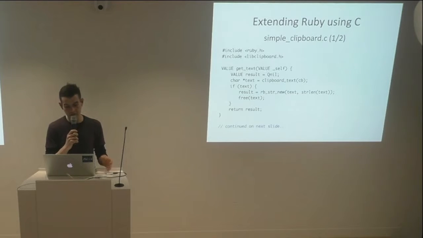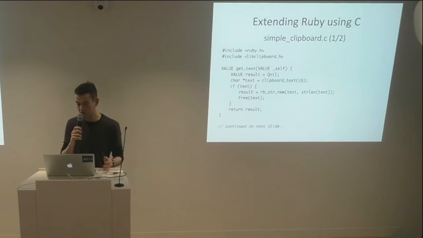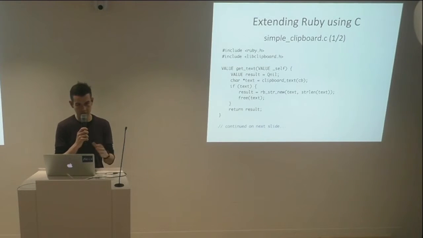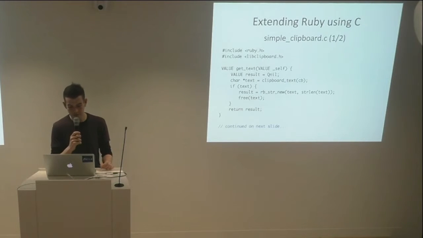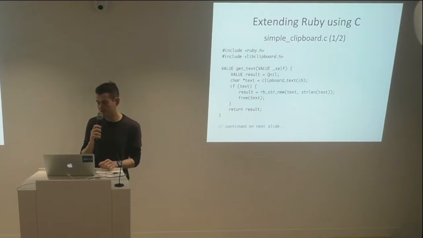In the next line, this is some actual C-ish stuff where we're calling the API for libclipboard, and we return a char star text. I'm really sorry. But that's a string. What we do next is we say if text, and this is actually a little bit more Ruby-like because we don't have to say if text not equals null and all that. That basically says, hey, the clipboard text function actually gave us a string value, so we can do something with it.